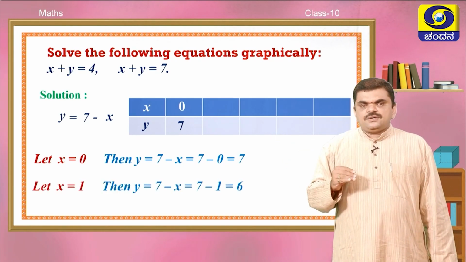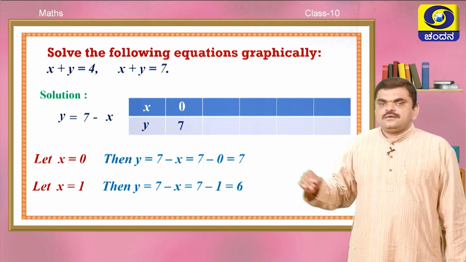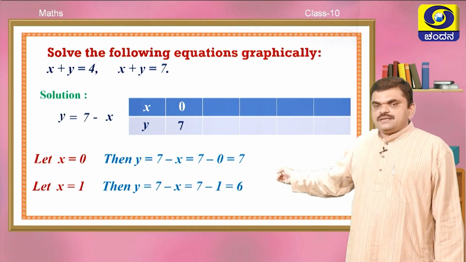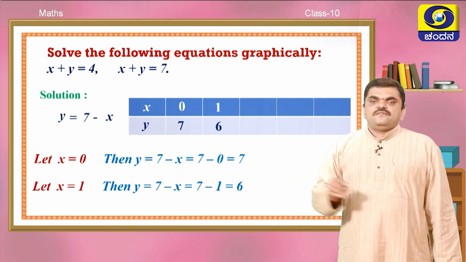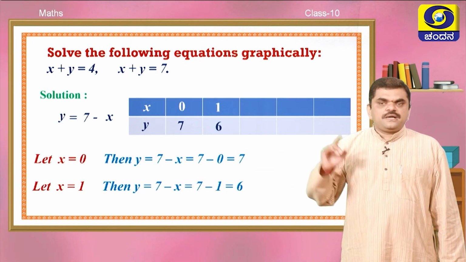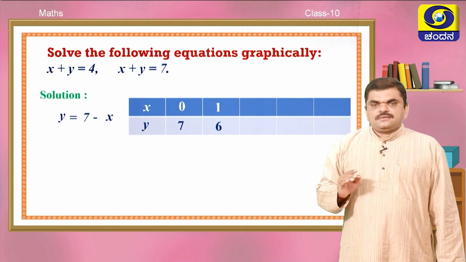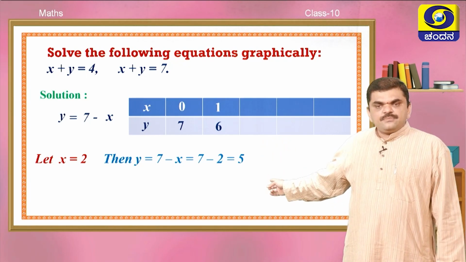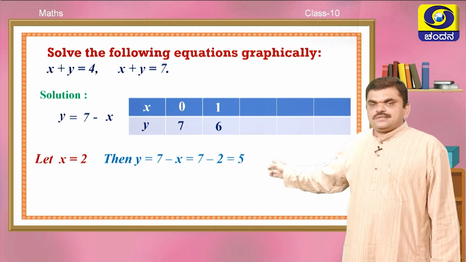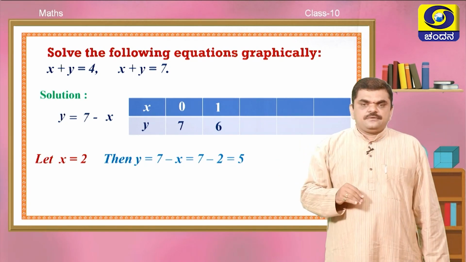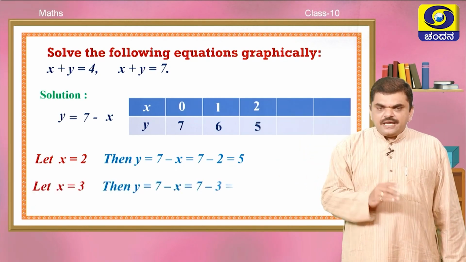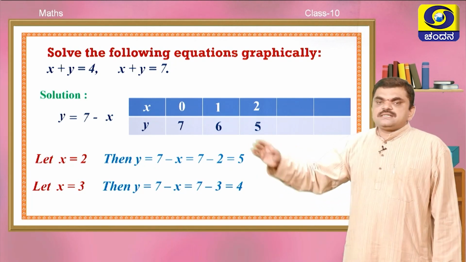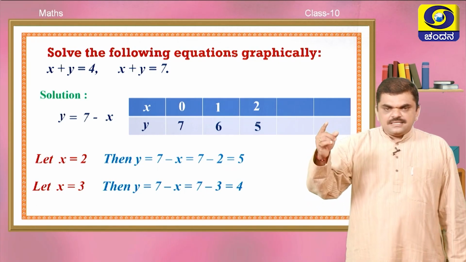When x is equal to 0, y is equal to 7. Yes, correct. When x is equal to 1, y is equal to 7 minus x, that is 7 minus 1, which is equal to 6. Then when x is equal to 2, y is equal to 7 minus 2, that is equal to 5. Correct, children. Then when x is equal to 3, y is equal to 7 minus 3, that is equal to 4. So write this in the table.